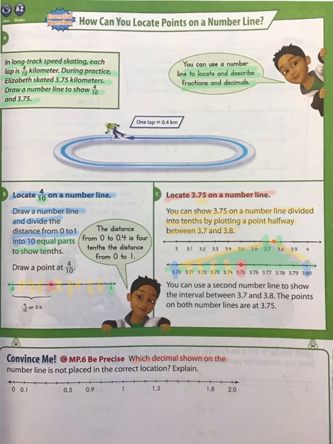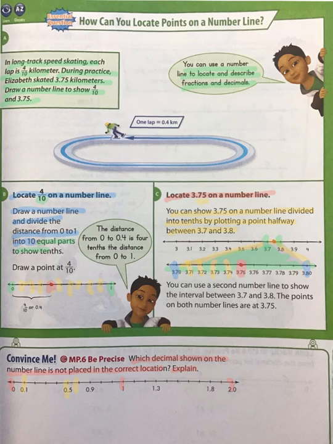Which decimal shown on the number line is not placed in the correct location? Explain. All right, so we have 0 and 1, and in between 0 and 1, there should be 10 spaces. And then we have 1 and 2, and in between 1 and 2, there should be 10 spaces. Well, so far, 0, 1, and 2 are shown correctly. Now let's look at the plots that are on there and see which one's wrong. So we have 1/10, that's correct.